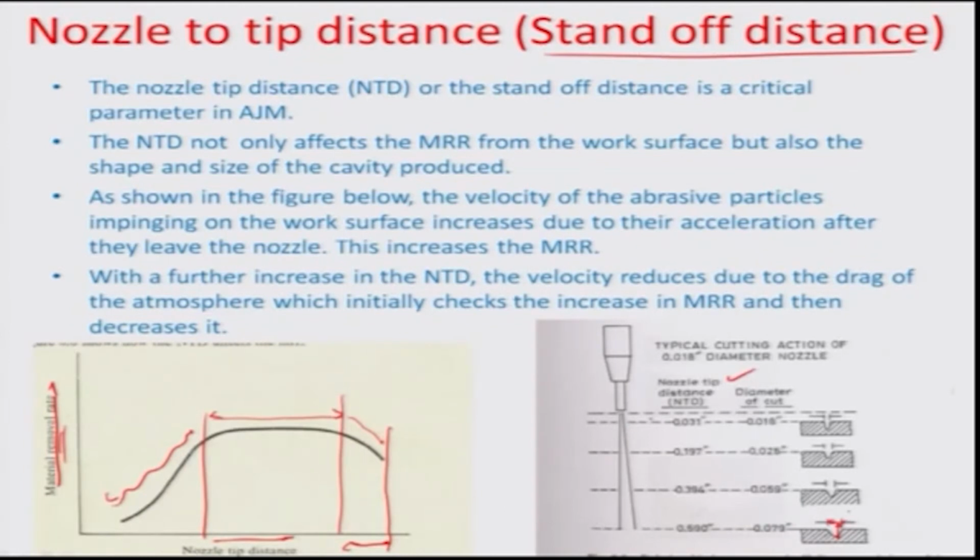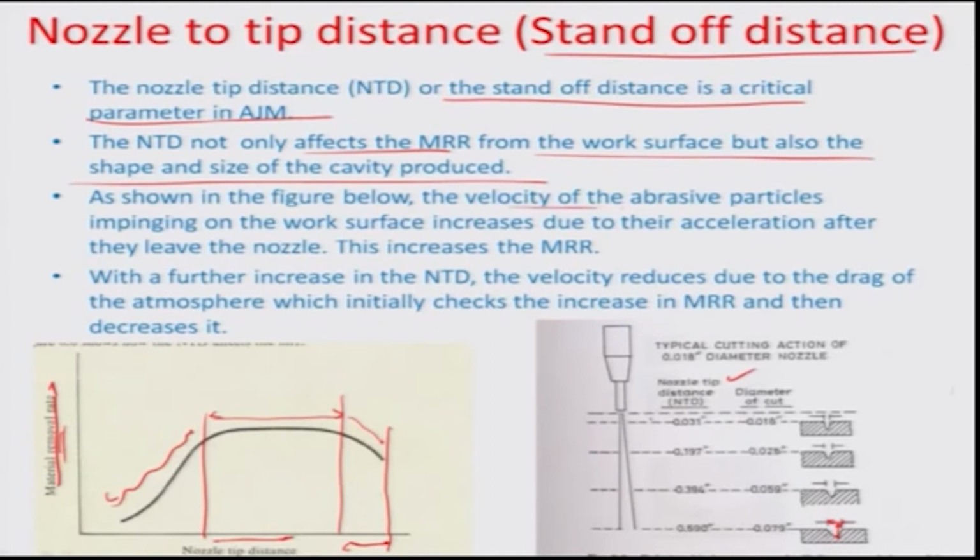surface. So the nozzle tip distance, or the standoff distance, is a critical parameter in AJM, and not only affects the MRR from the work surface, but also the shape and size of the cavity produced. And as shown in the figure, the velocity of the abrasive particles impinging on the work surface increases due to their acceleration after they leave the nozzle.